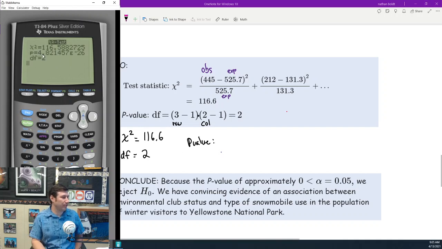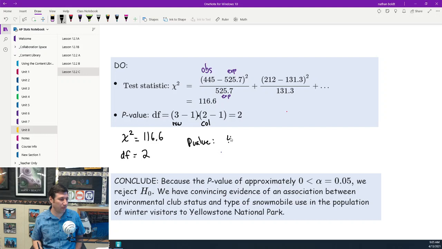All right, so 4.82, well, that doesn't make sense, right? It's not smaller than 1. E negative 26, holy crap. Negative 26, that is massively small, isn't it? So 4.82 times 10 to the negative 26. I would recommend not using the E calculator speak. Not always a good idea on a test. But that is essentially 0, right?